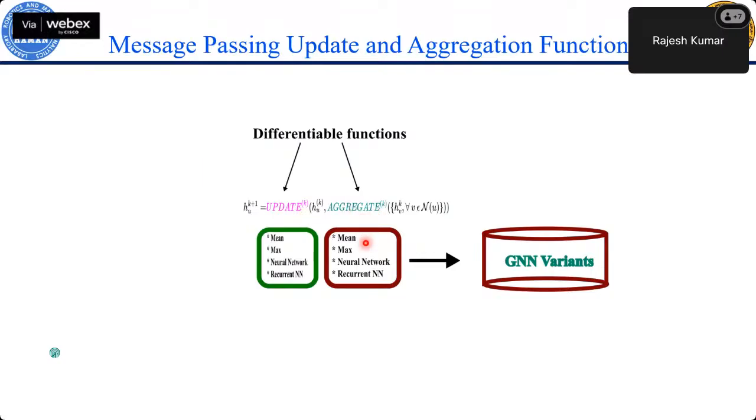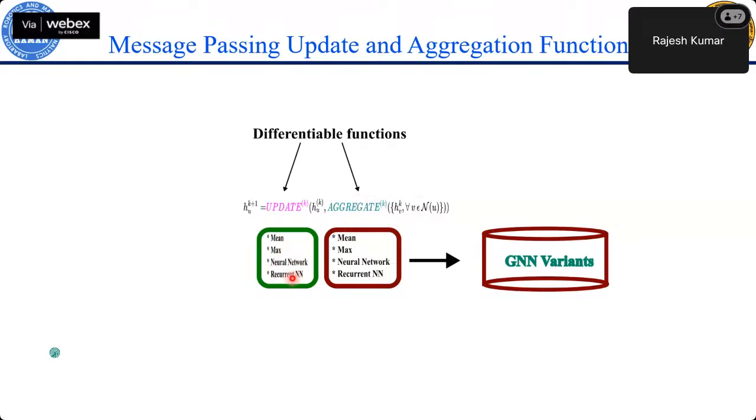Aggregation, you can do it by mean. What you can do is, okay, there are 4 inputs coming from 4 different nodes which are connected, so you take the mean of that. Another way of aggregation is you just take the max of it. Another way is you use a neural network there. Another way is you use a recurrent network. You can use any method here to aggregate it.